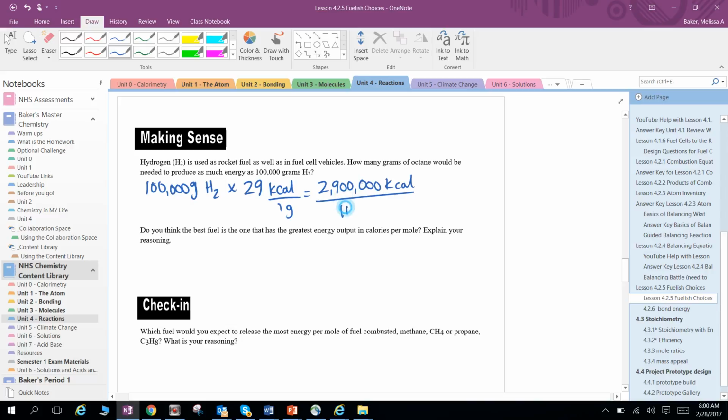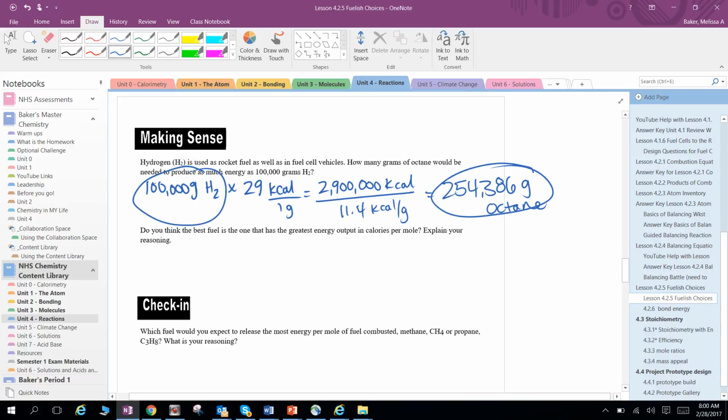Octane produces 11.4 kilocalories per gram. So we can divide to learn that you would need 254,386 grams of octane to release the same amount of energy as just 100,000 grams of hydrogen. So you would need 2.5 times as much.